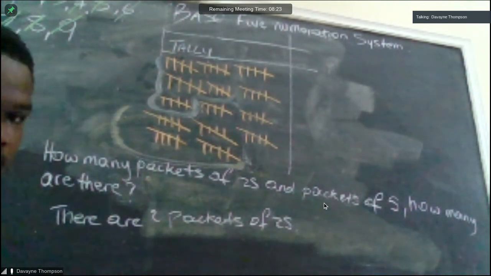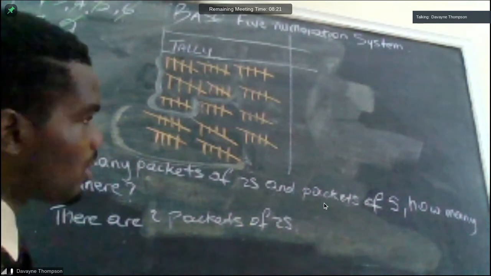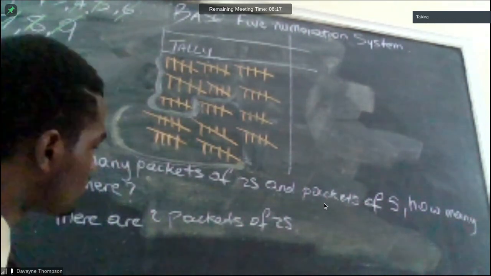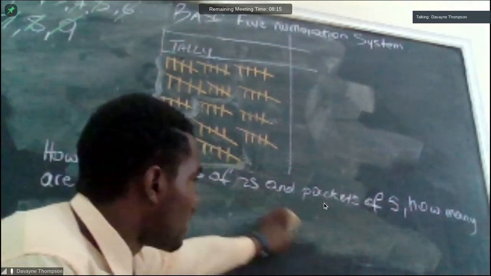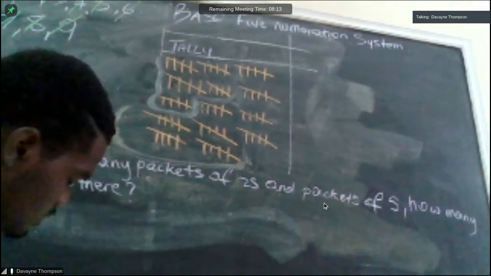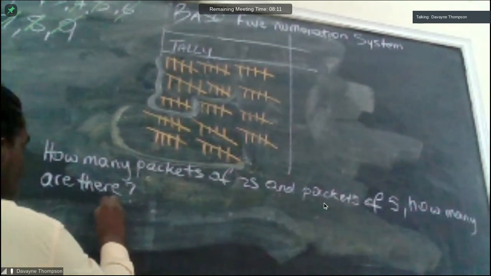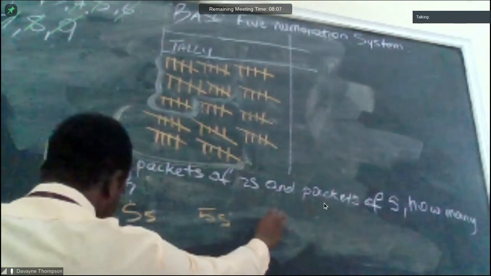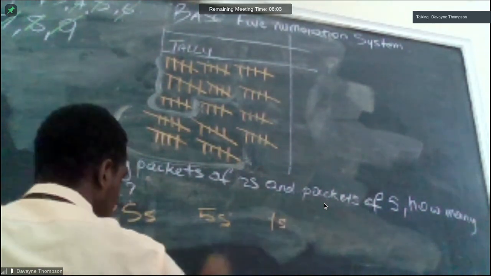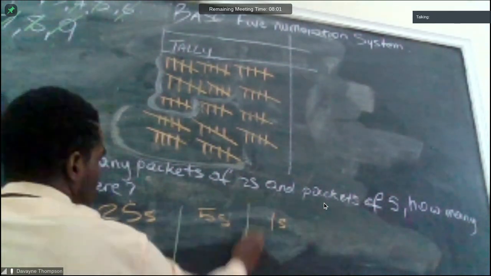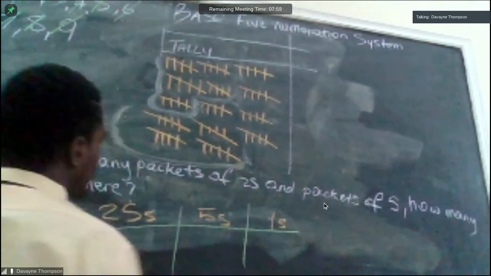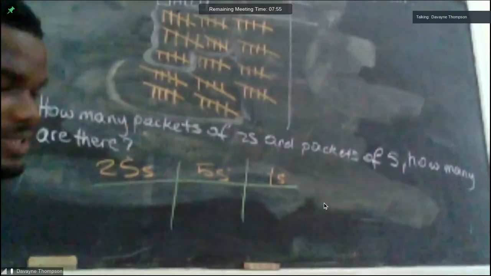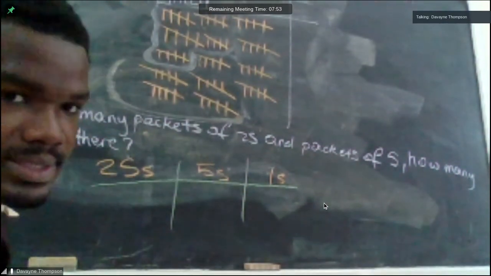Right? Quickly draw it in your book. Tell me how many packets of 25 do you have now? How many groups of 25 can you get? Let me draw a table in the meanwhile. So 25s, 5s, and 1s. Anybody? How many groups of 25 could you get out of the total tallies?